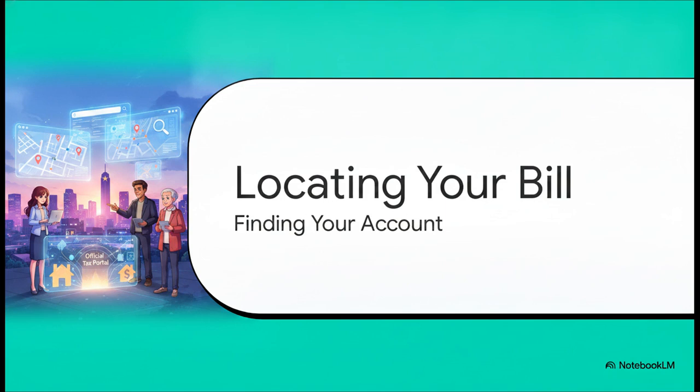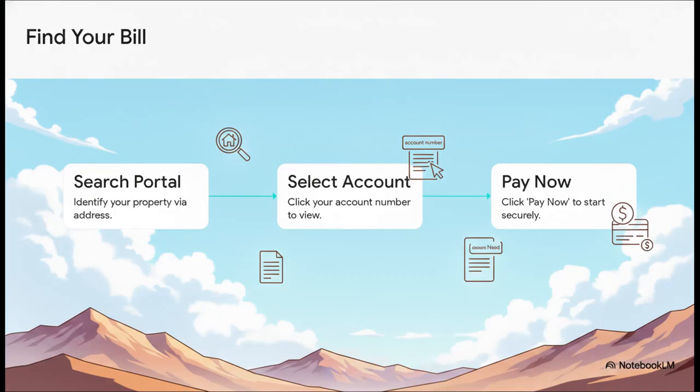Let's see just how easy it is to track down your specific information on the official portals. So whether you're using the county or the city portal, finding your bill is actually super straightforward. First, you just hop onto the official search portal and identify your property. You can usually just punch in your physical address or your parcel number if you have your physical bill handy. Once your property pops up, just click right on your account number. That takes you directly to a page displaying your property tax balance. From there, it's as simple as clicking the Pay Now button. Seriously, no confusing menus, just search, click, and pay.